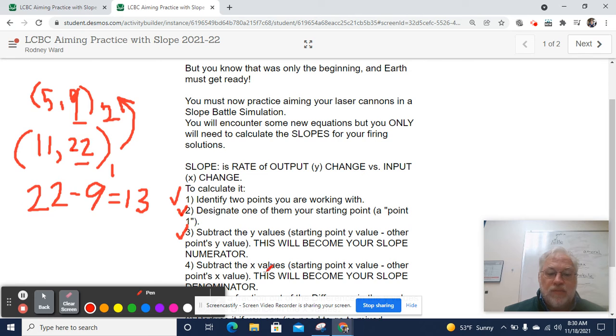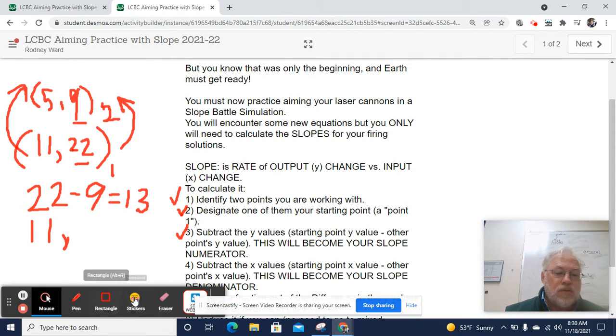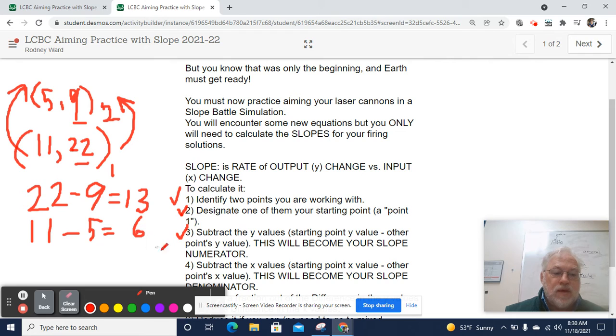Now, step 4, I'm going to subtract the x values. I'm going in the exact same direction I went before. If I change directions, I'm going to end up getting an opposite sign from what I want. I need things to be consistently flowing from one point to the other. So 11 minus 5, that should be a subtraction sign, and that's going to equal 6. Now I have my two differences.